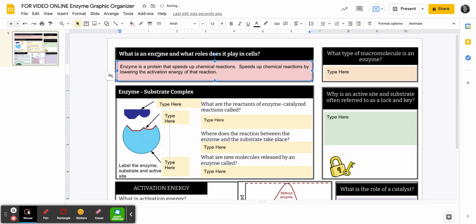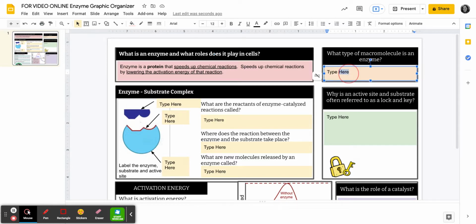A few things I want to point out. First of all, an enzyme is a protein. It speeds up chemical reactions, also known as a catalyst, and it speeds them up by lowering the activation energy of a reaction. Okay, so those are the big things. So let's now go into what type of macromolecule is an enzyme. Well, it's a protein. So if you had one of those sorting questions on a test or assignment, you know that this type of macromolecule is a protein.